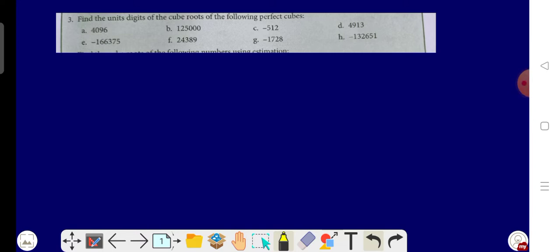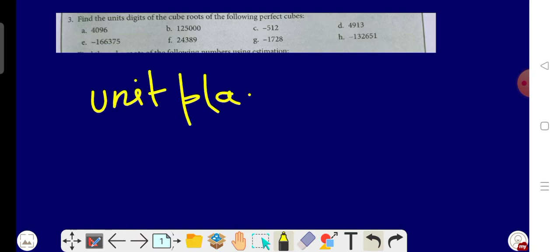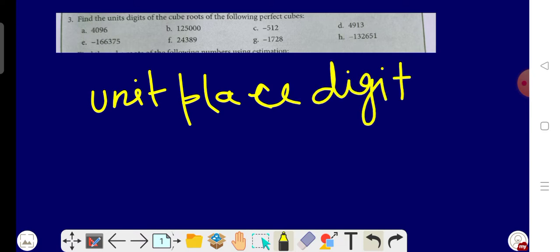As you all know, in the previous video we have completed our exercise 4.2 up to question number 2. Today we will discuss question number 3 and 4, beta. So look at question number 3. In question number 3, you have to find the unit digits of the cube root of the following given perfect cubes. Here you do not have to find the cube root, beta. You have to only find the unit place digit in the cube root of the given number.